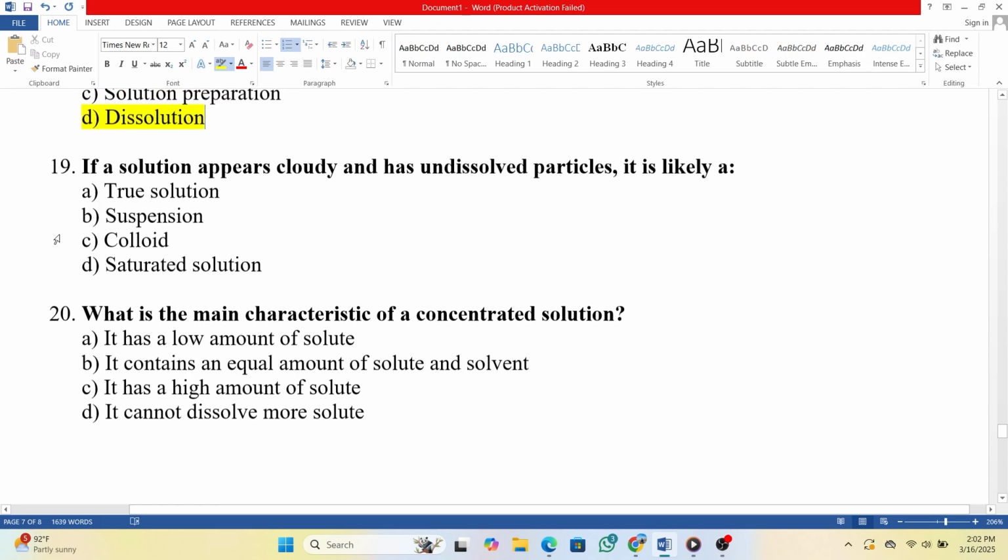If a solution appears cloudy and has undissolved particles, it is likely A. True solution. B. Suspension. C. Colloid. D. Saturated solution. Answer, B.